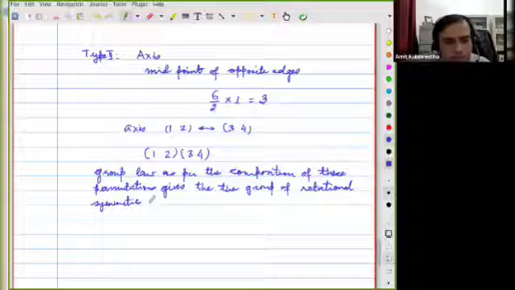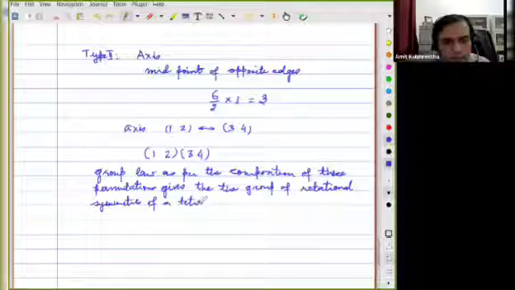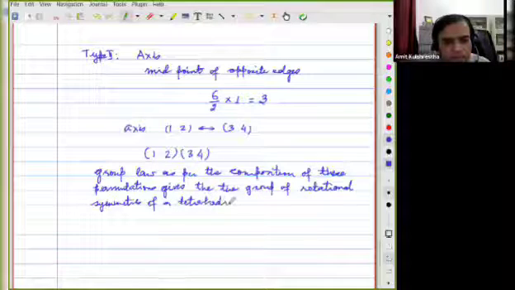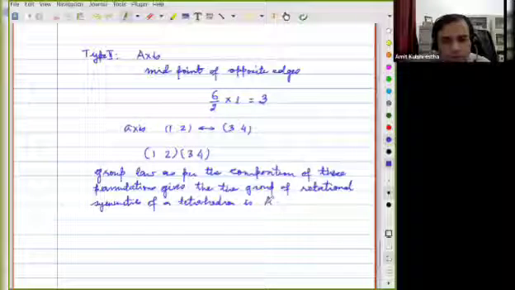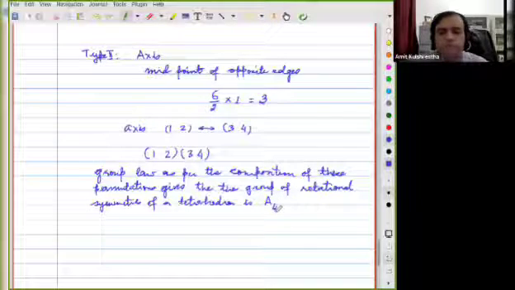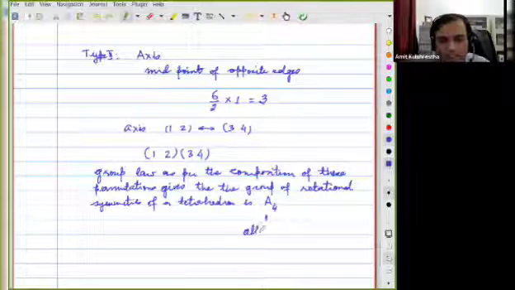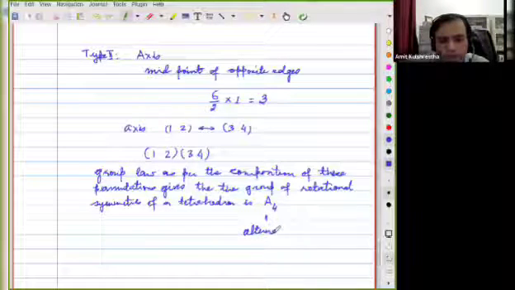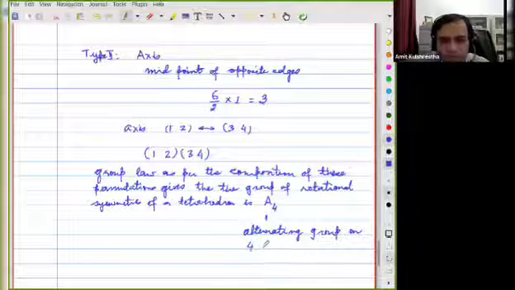The group of rotational symmetries of the tetrahedron is what is called A4, the alternating group on 4 elements. Some of you might have seen this in your group theory course. The alternating group on 4 letters or 4 symbols.